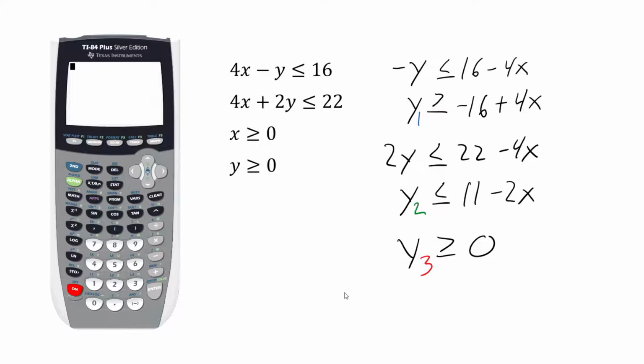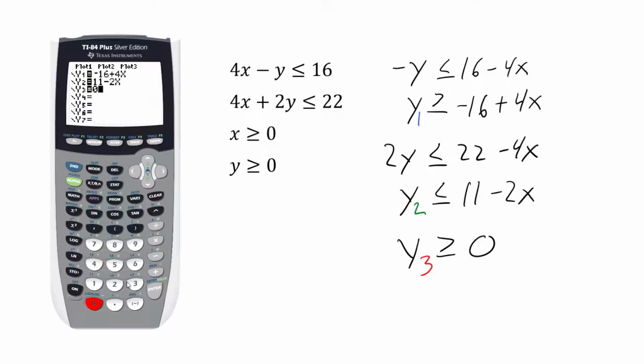So now we want to graph these on our graphing calculator. And to do that, we'll click on y equals up on the top left. And we'll type these in the same order that we have them written. So first we have negative 16. Make sure to use the negative sign instead of the minus sign when typing that in. Plus 4x. Our y2 is 11 minus 2x. And then y3 is just 0.